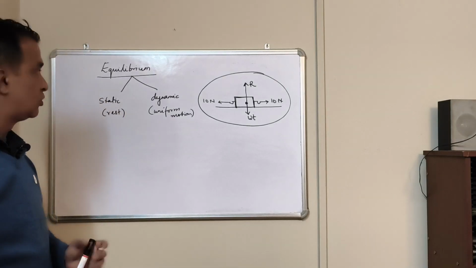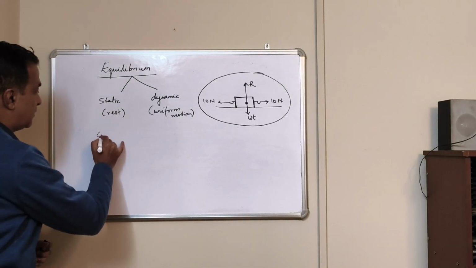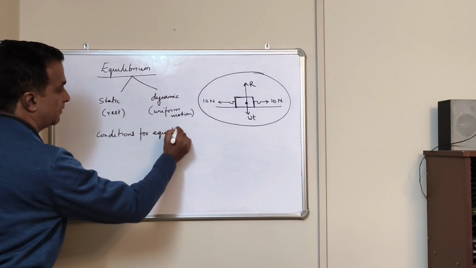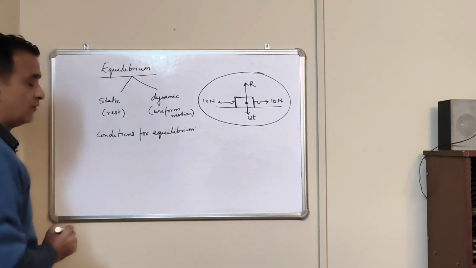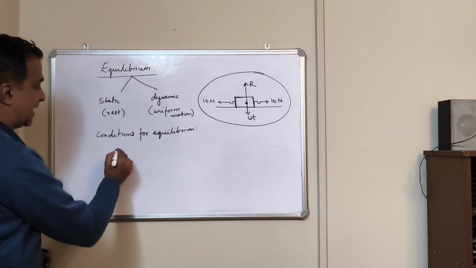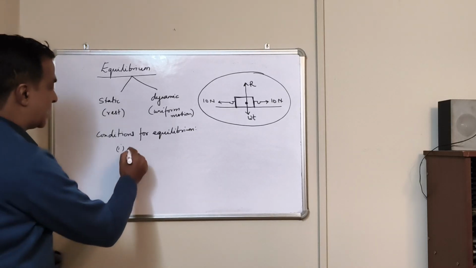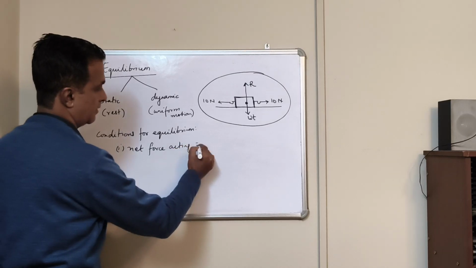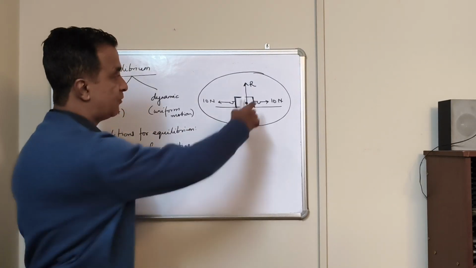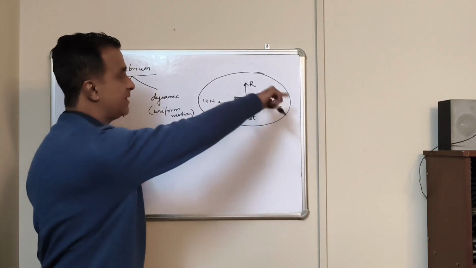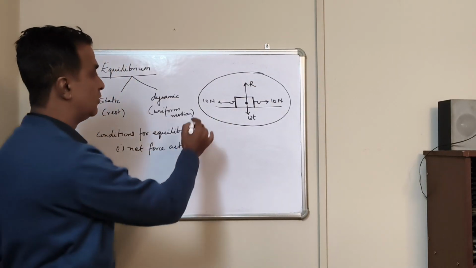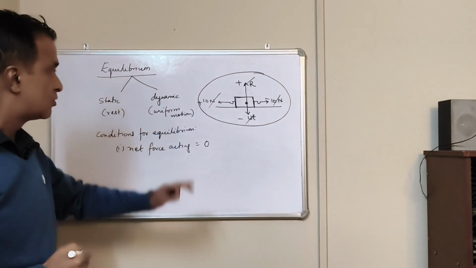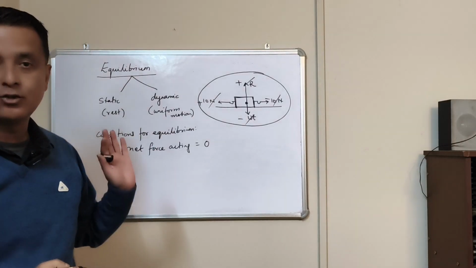So for a body to be in equilibrium, next, okay, we have to understand conditions for equilibrium. So for a body to be in equilibrium, either static or dynamic, firstly, the net force acting on a body should be zero. So in this situation, the net force here is zero. Or we can say the algebraic sum of all the forces acting on a body should be zero. If this is plus 10, this is minus 10, they cancel out each other. This is plus, this is minus, cancels out each other. So the algebraic sum of all the forces acting on a body should be zero.